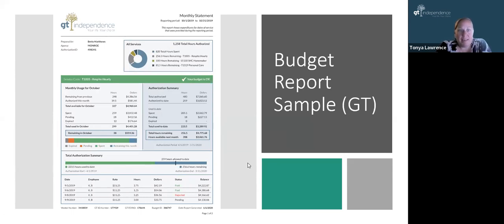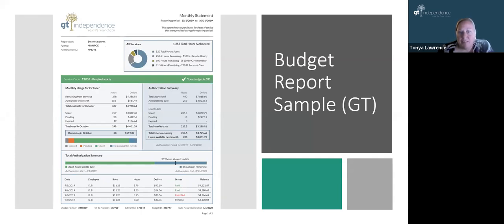It's a little bit small on my screen, I do apologize, but it gives the monthly usage for that month. It gives the authorization summary, so it tells you of the total authorized units how many have been used to date. It also gives a total authorization summary about three-quarters of the way down the page that shows in green where you should be. If the mark is a little over to the right, it means they're maybe utilizing a little bit faster than they should be.